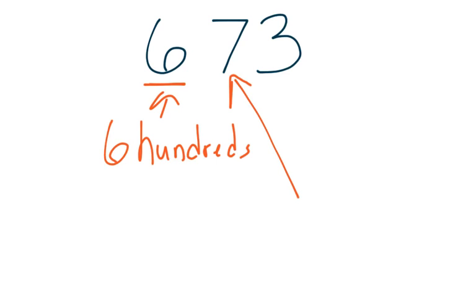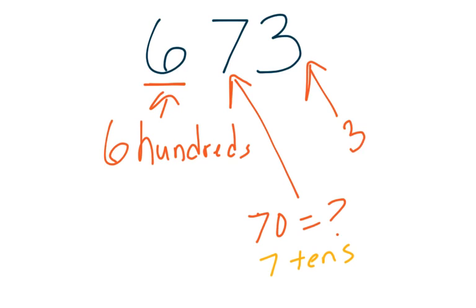Now, when we say 70, what does 70 equal? That's what we have to understand. 70 is equivalent to 7 tens. And then we have our 3, which is in the ones place, and so this is 3 ones. So another way that we can say this number would be 6 hundreds, 7 tens, 3 ones, and that breaks it down by place value.